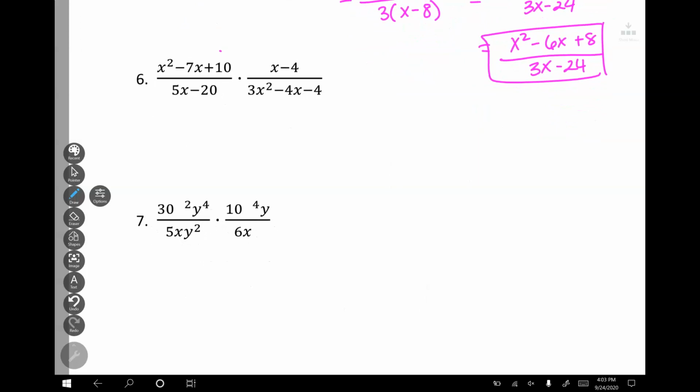Number 6. So let's factor the numerator right here on number 6. If you wanted to, you could just write that above. That should give you x minus 2 times x plus 5. That was wrong. X minus 5. Two numbers that add to -7 and multiply to +10. And then this one I can factor out a 5, so x minus 4 is left.